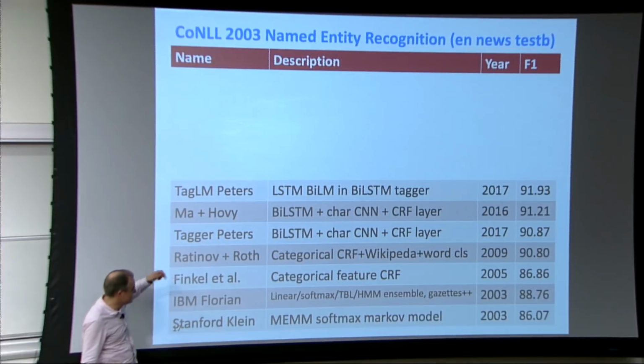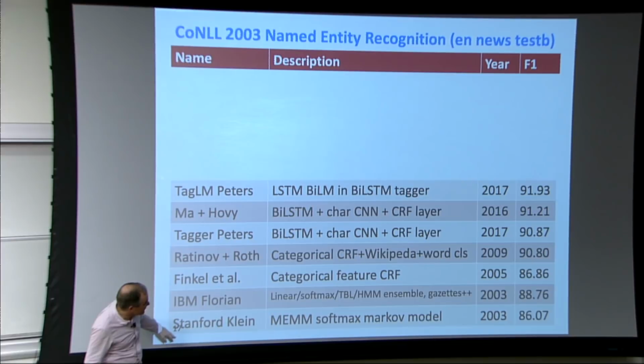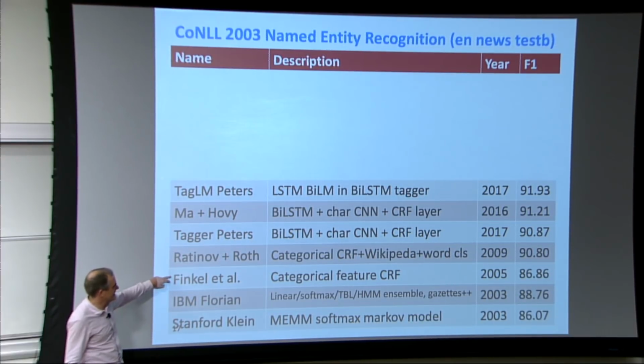Here's another system from Stanford. This was our classic Stanford NER system that is widely used. It used a conditional random field model, which generally dominated the second half of the 2000s and the first half of the 2010s for doing NER, and it was a bit, but not hugely, better than the 2003 system.